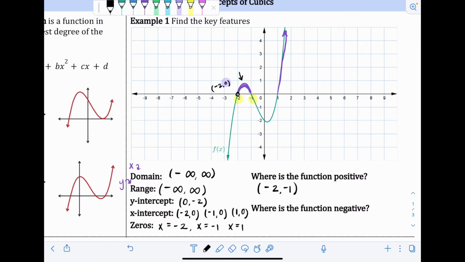So when you're talking about where the function is positive or negative, the x-intercepts don't get included because they're not positive or negative there. The value is 0. The f of x value is 0.